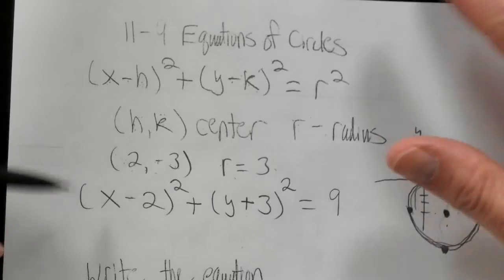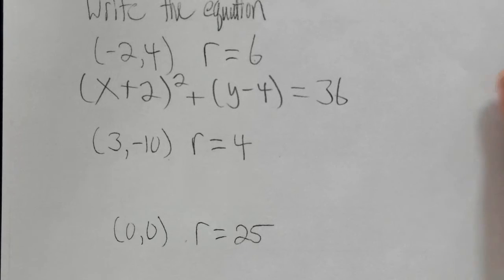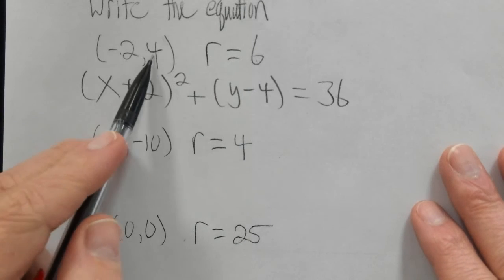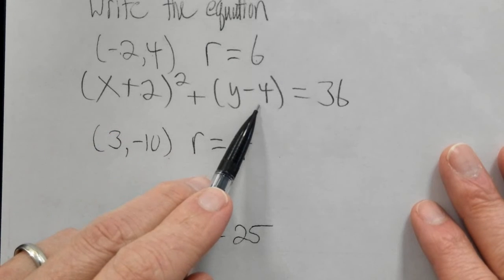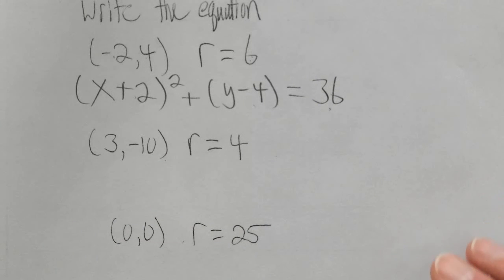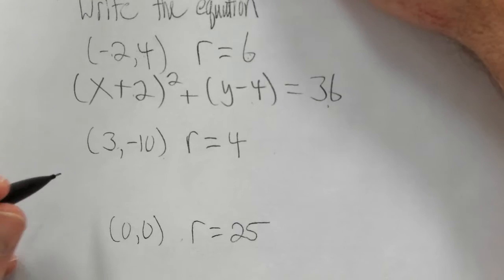So again, just following the formula, the equation, plug in the right parts in the right place. All there is to it is change the sign of this, change the sign of this, and square this. Put it here and you got it. So really not too difficult a task to write the equation if you have the center and the radius. Let's try another one.